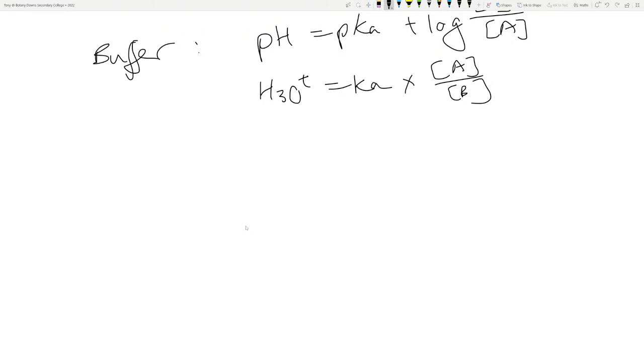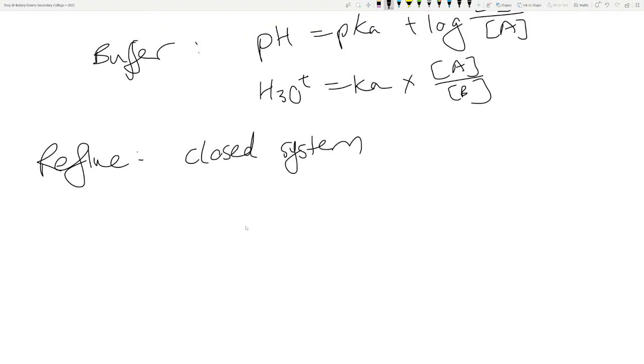I'll draw it. With reflux, how that works is that you have a closed system. You have the pear-shaped flask at the bottom, and then you have a condenser at the top. Then you can seal the top, and then you can heat it up as much as you can.